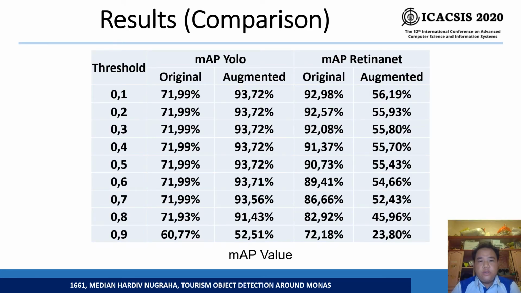And then for the result, as we can see here, the comparison between the mAP value for YOLO and RetinaNet. We can see the bigger picture here: the original YOLO network has an mAP score of 71.99%, and the augmented score is 93.72%. The RetinaNet original dataset is 92%, and the augmented is around 55%.